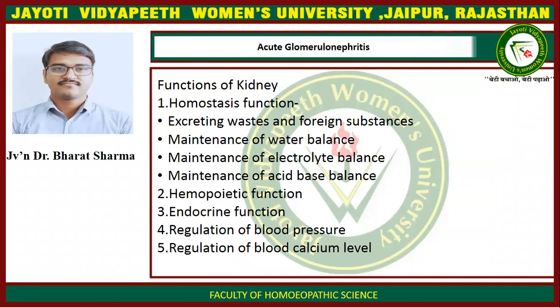Functions of the kidney. First is homeostatic function: excreting waste and foreign substances, maintenance of water balance, maintenance of electrolyte balance, maintenance of acid-base balance. Second function is hemopoietic function. Third function is endocrine function. Fourth function is regulation of blood pressure. Fifth function is regulation of blood calcium level.